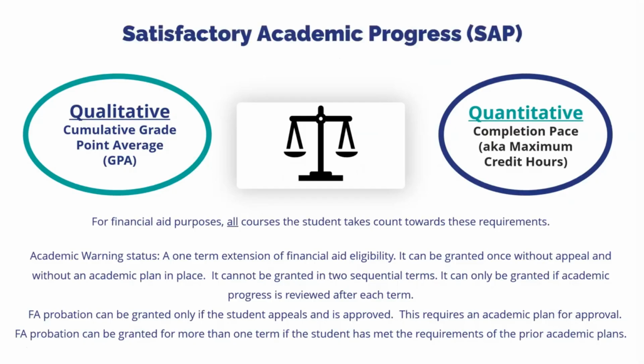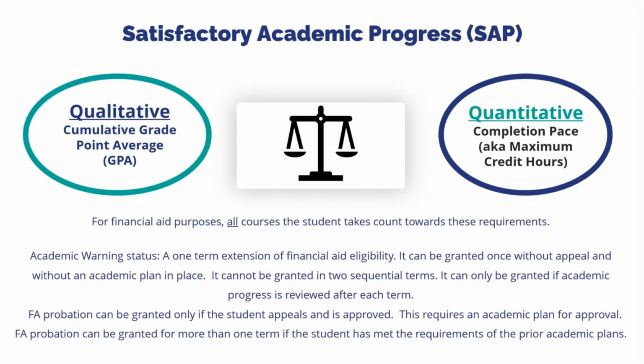Satisfactory academic progress: the difference between qualitative and quantitative. Qualitative: cumulative grade point average. This is how your GPA will affect your satisfactory academic progress. Quantitative: completion pace, aka maximum credit hours. How many hours have you completed? For financial aid purposes, all the courses you take as a student have to count towards your requirements.